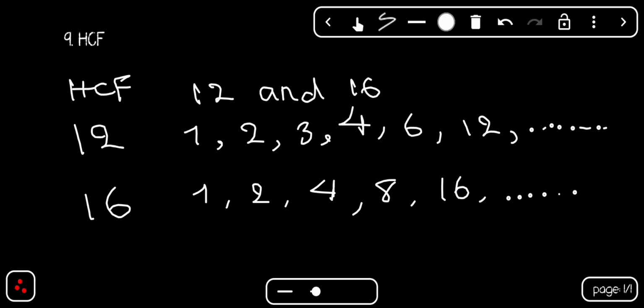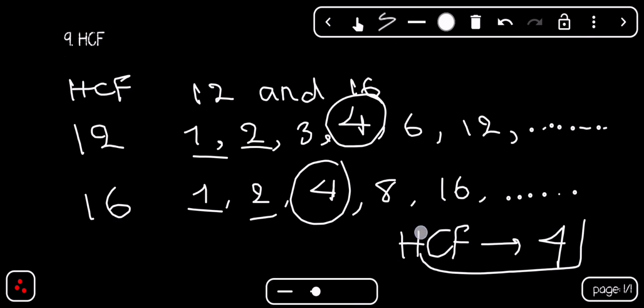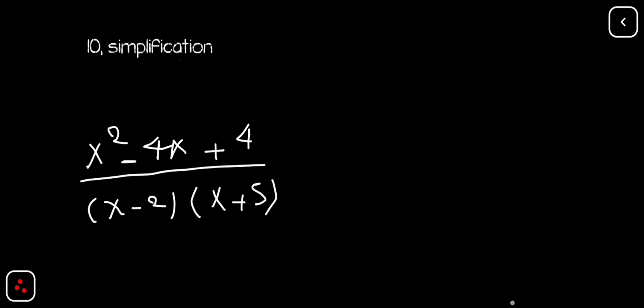So here you have to choose the highest common factor. Here we have 2, 2, 1, 1, and then we have 4, 4. Between these numbers you have to choose the highest one. The highest one is 4. So in this question the highest common factor is 4. And this is final.